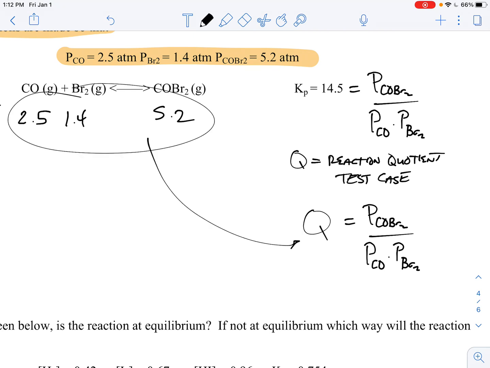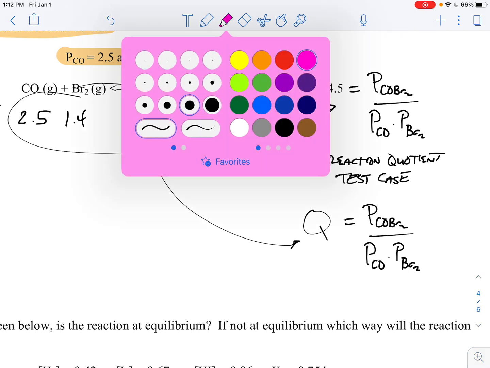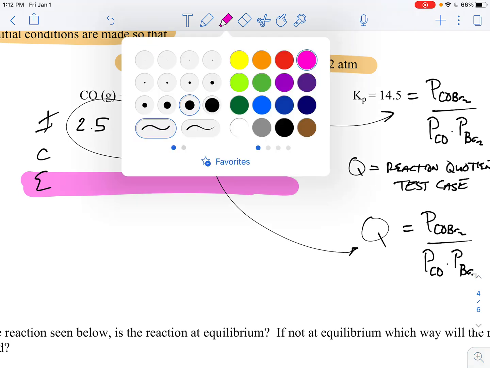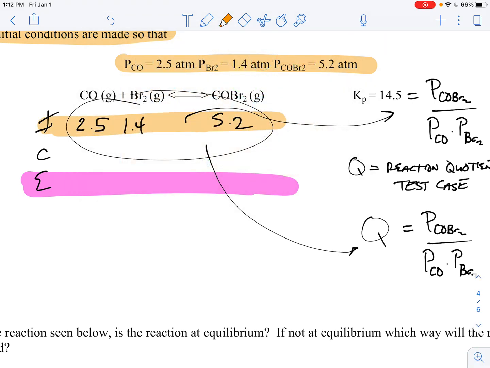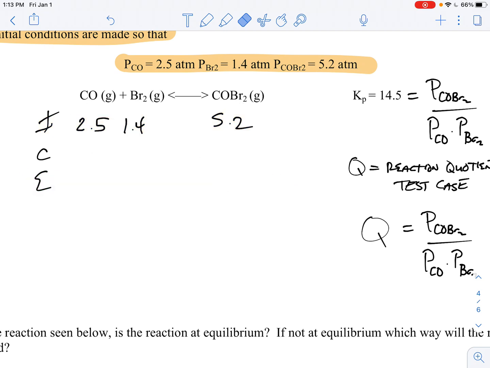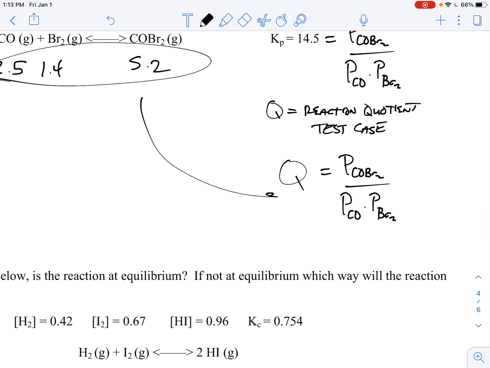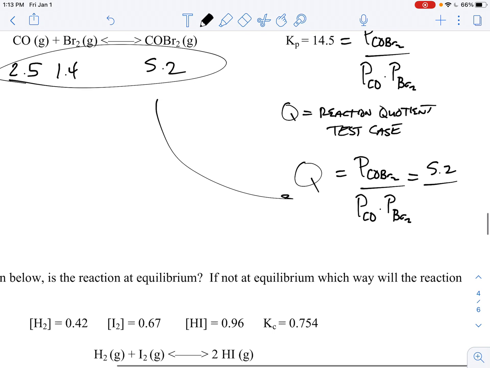We're going to take these numbers and plug them into Q, because again, we can't plug those numbers into K. Remember, K only works at equilibrium, and we don't know if these orange initial numbers are at equilibrium, so I can't do that yet. So instead, I'm going to take these initial numbers and plug them into Q and see how I did.